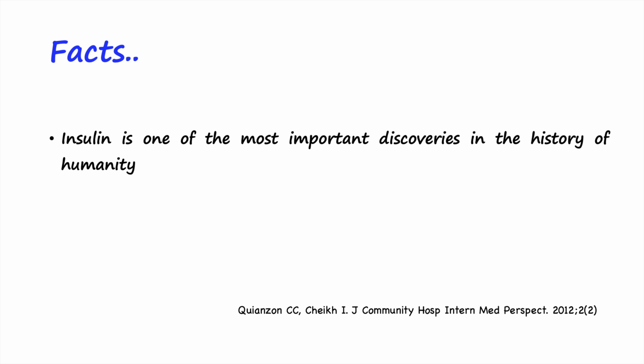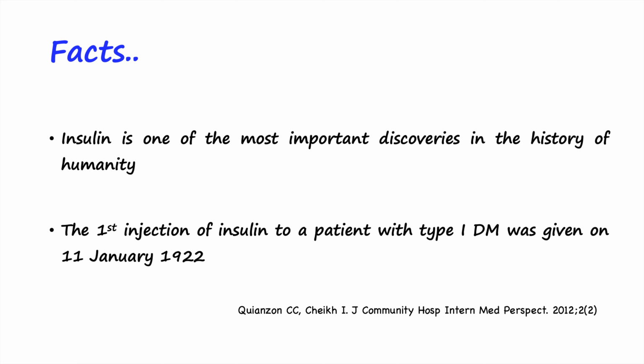Insulin is one of the most important discoveries in the history of humanity. The first injection of insulin was given to a 14-year-old boy with type 1 diabetes mellitus on January 11, 1922, in Canada at the University of Toronto.